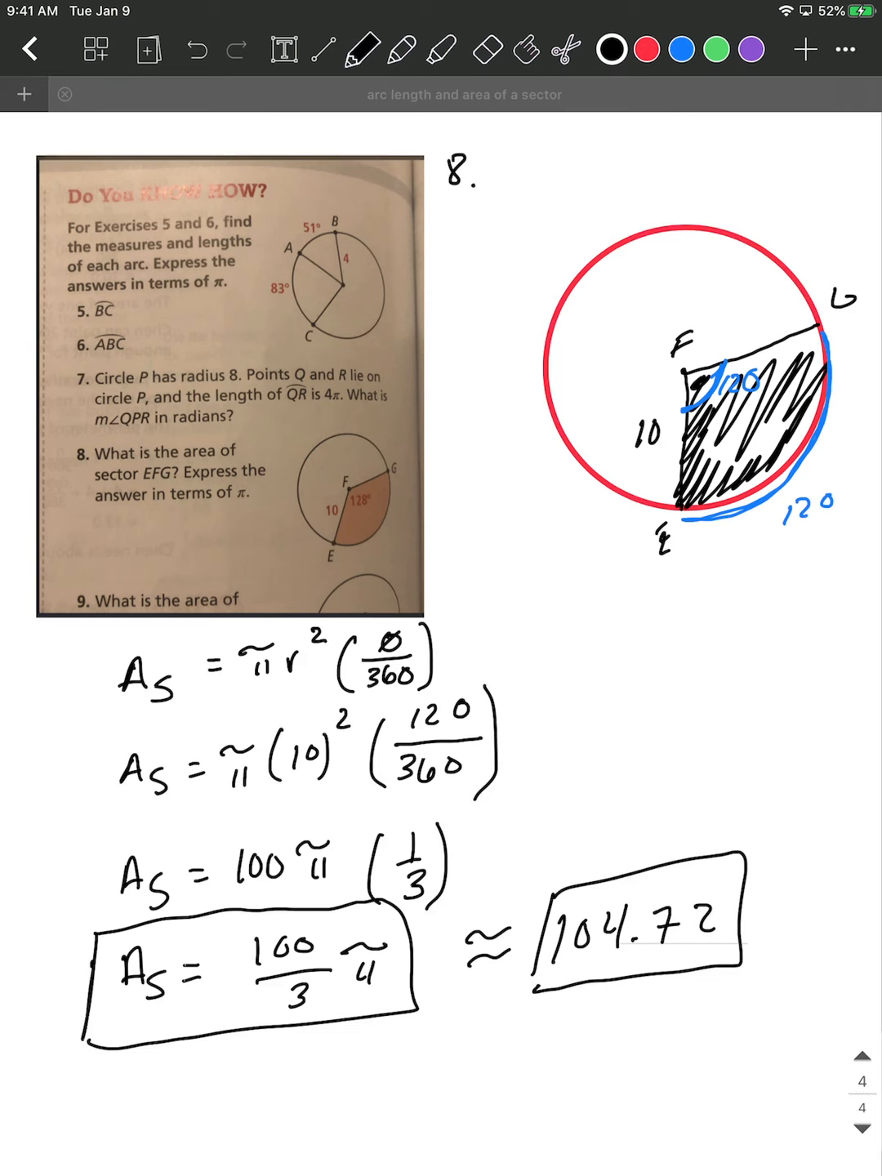In some upcoming videos, you'll see more examples of this and of working it backwards. Essentially, if they give you the area, we'll be finding the radius or finding the degrees. So we'll see some more practice problems like that. Thank you very much for your time.